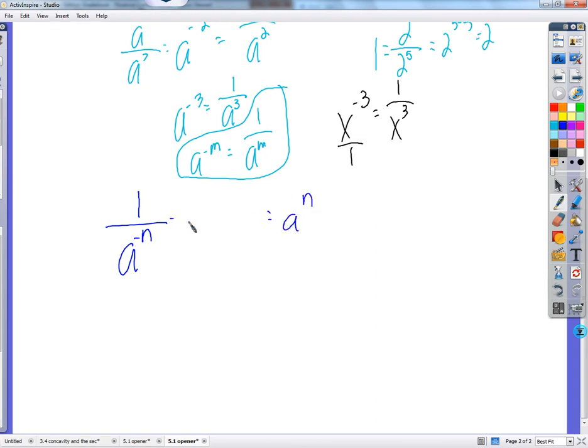Just to be sure, in the denominator we have A to the negative n, which from here we know is 1 over A to the positive n. You multiply 1 by the reciprocal, 1 over A to the n, that's A to the n over 1, that's A to the n.